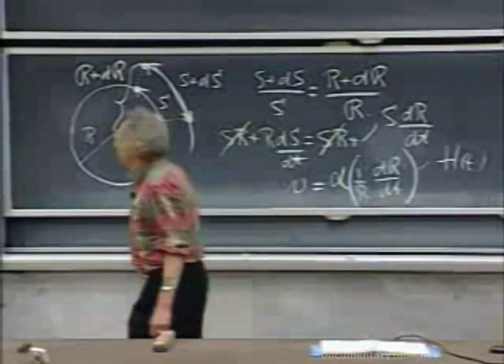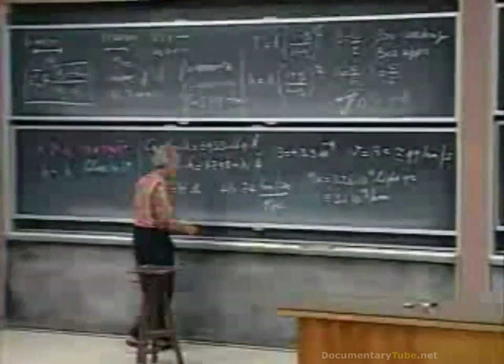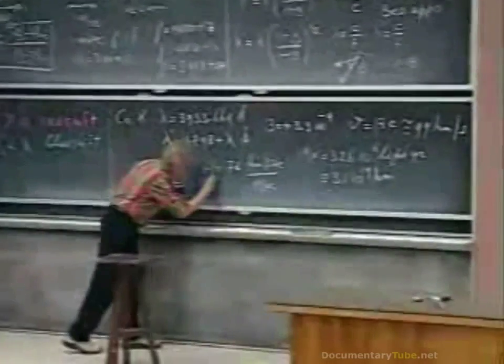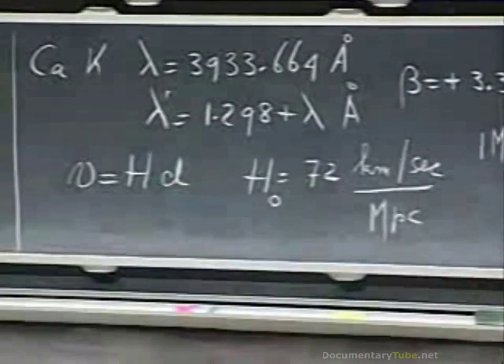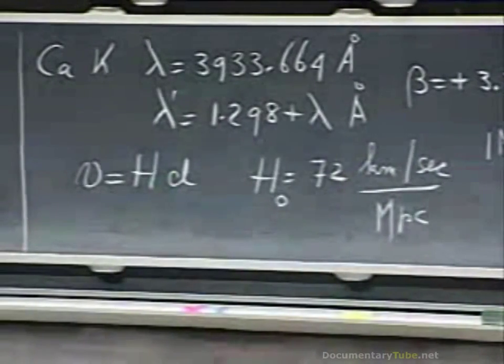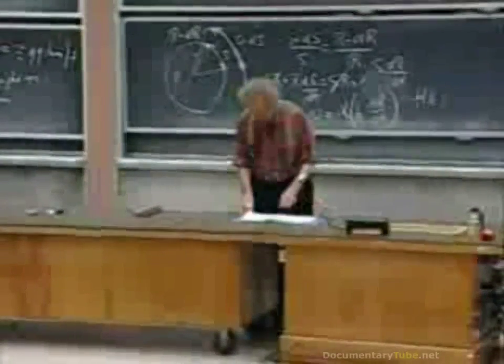And that is the reason why if you ever see a quote of H to be 72 kilometers per second per megaparsec, there's always a little zero here. And the zero means now. The zero means not a billion years from now and not a billion years ago. We really don't know what it was a billion years ago.